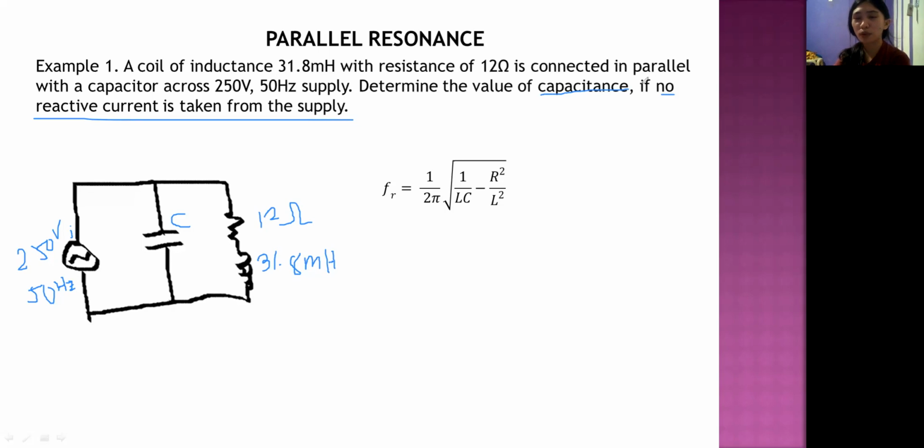Here is an important note. You will be determining the value of the capacitance if the condition is that no reactive current is taken from the supply. Take note that this is what I stated in the parallel resonance. No reactive current taken from the supply implies simply the resonant condition in parallel resonance.